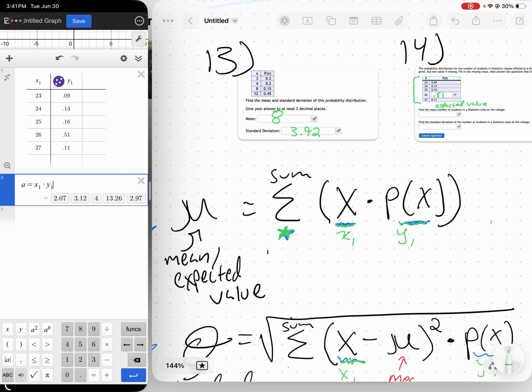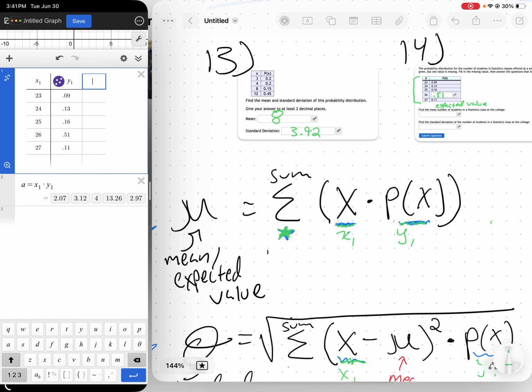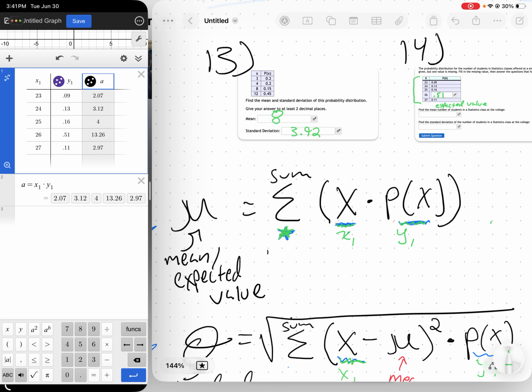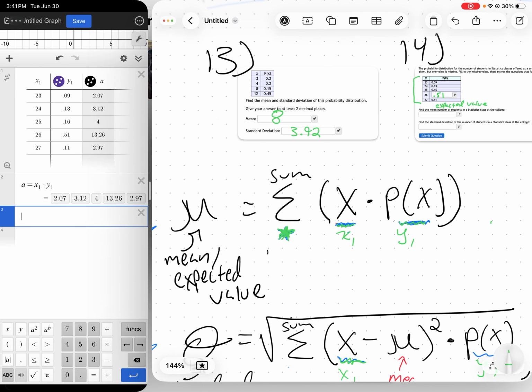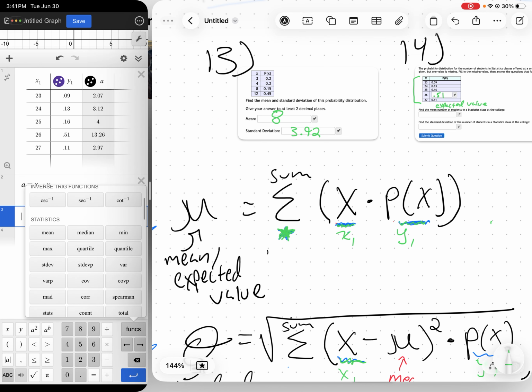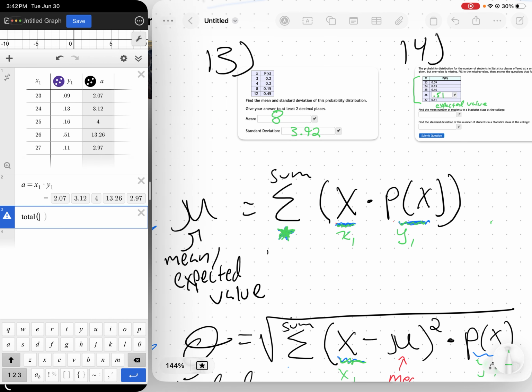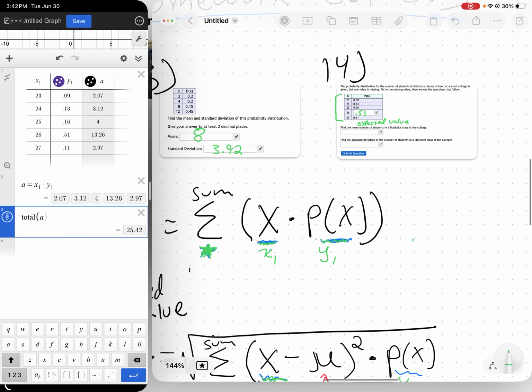Now I want to make sure I can see all of those numbers up in the table so I know where they're at. So I'm going to go up to that top right corner and put A. And Desmos will automatically do what we said A is equal to. It's going to multiply each pair of X and Y values, its probability, one by one. The last step to find the mean is to add up all of those numbers. So I'm going to hit function, total, A, and voila.